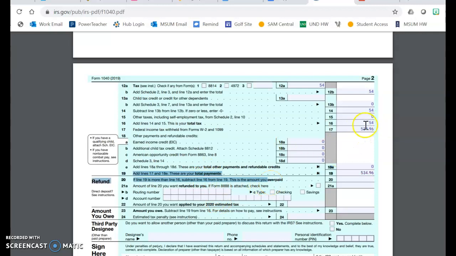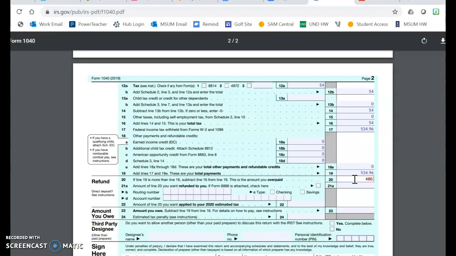So basically what we found is that you were only supposed to pay in $54 for federal taxes. But according to your W-2 form, you actually paid in $534.96. That means you overpaid. So since line 19 is more than 16, we overpaid and we're going to get a refund. So we have to go ahead and subtract those two numbers. So again, we take $534.96 minus $54, and it looks like $480.96 would be your refund.